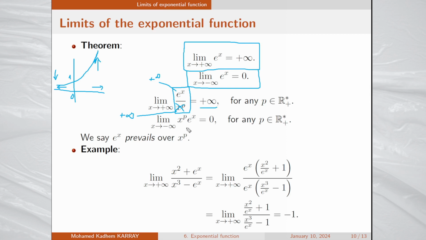Similarly, if we try to calculate the limit of the power of x multiplied by the exponential when x goes to minus infinity, here this term will go to infinity and this term will go to 0. So it is also an indeterminate form, but again by the same argument, the exponential prevails over any power of x. This product here is as if there was only exponential, so the result will be 0, which is the limit of the exponential function.